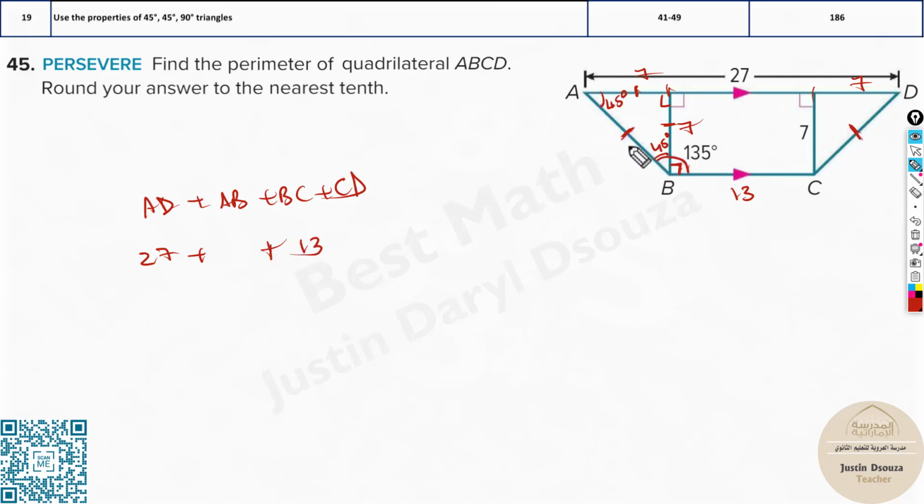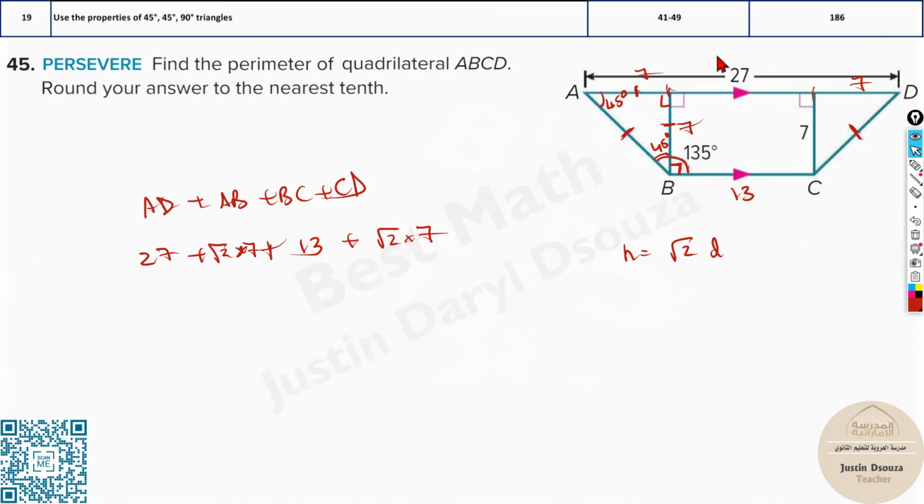But what is AB now? What is the rule for 45, 45, 90? The hypotenuse is given as square root 2 times L. What is L? L is 7. So square root 2 times 7. That's the answer. And over here also, plus square root 2 times 7. That will be the perimeter.